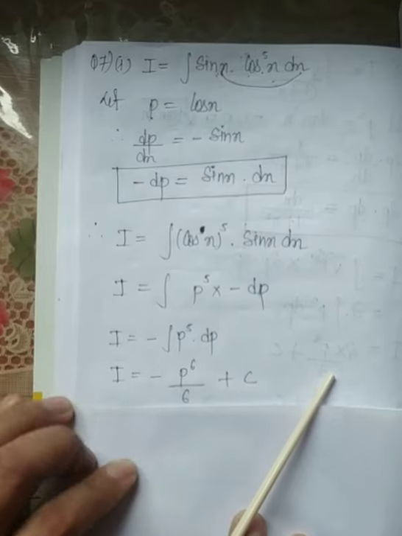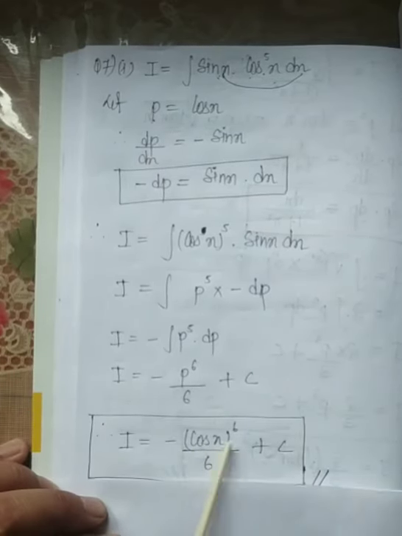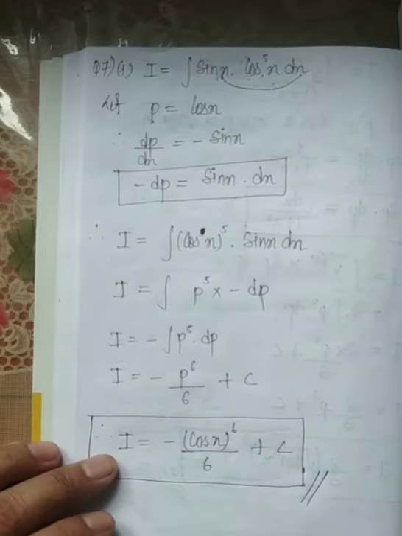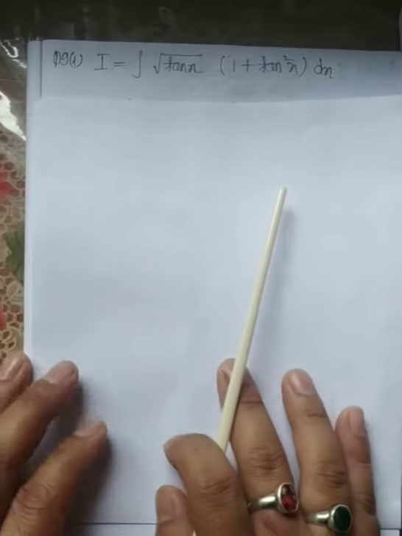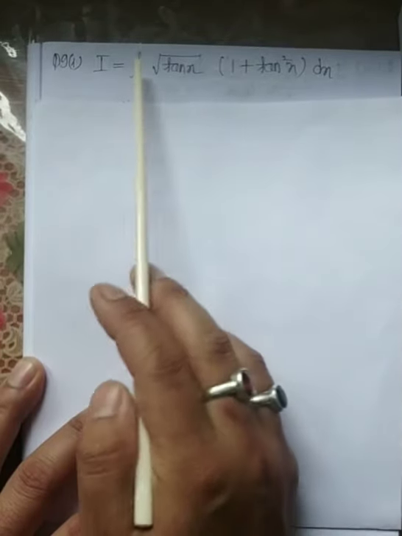So therefore, finally putting the value for p as cos x, what will I get? Minus cos x to the power 6 divided by 6 plus c. So I want you all to pause the video to note it down and understand. So now so far you have got the idea how to proceed with the sums. Okay, so now we move to question number 9 part 1 quickly.